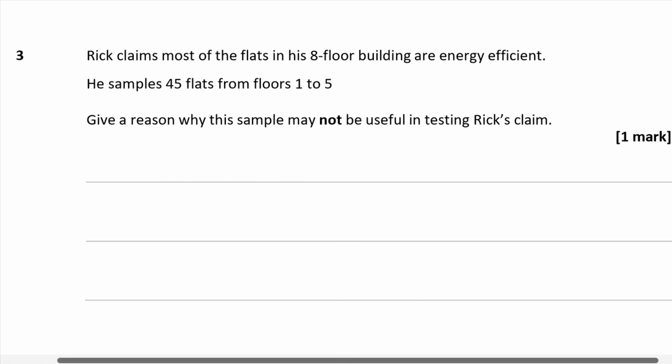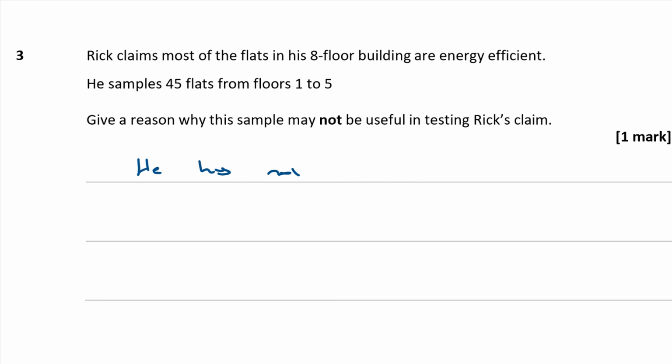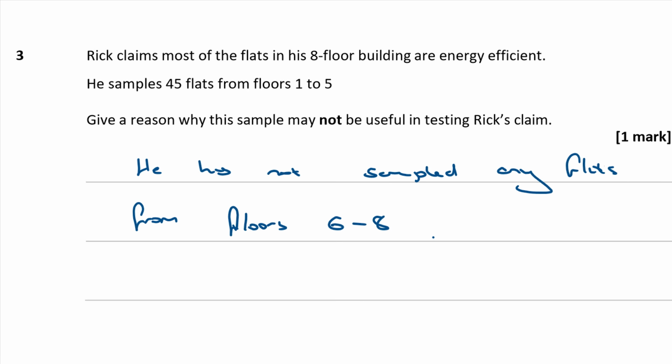Question 3. Rick claims that most of the flats in his 8th-floor building are energy efficient. He samples 45 flats from floor 1 to 5. Give a reason why this sample may not be useful in testing Rick's claim. Well, it's an 8th-floor building, and he's only sampled from floors 1 to 5. So he has not sampled any flats from floors 6 to 8 then, isn't he? He's missed out those top 3 floors.